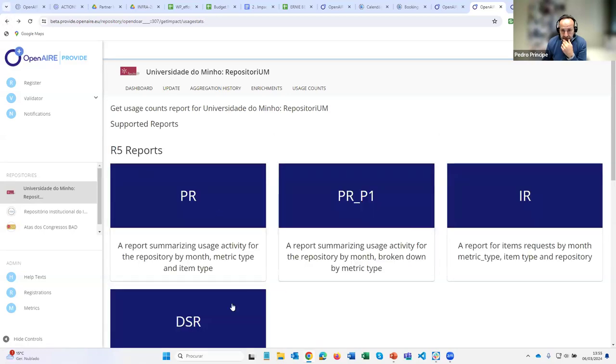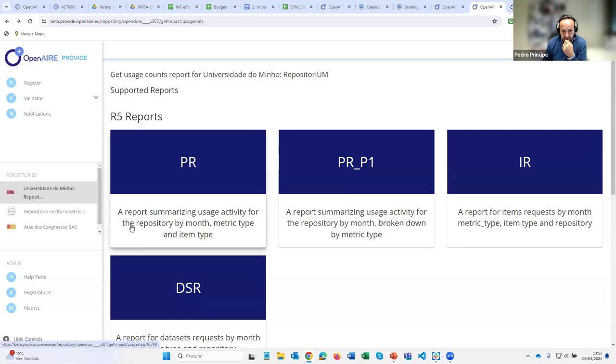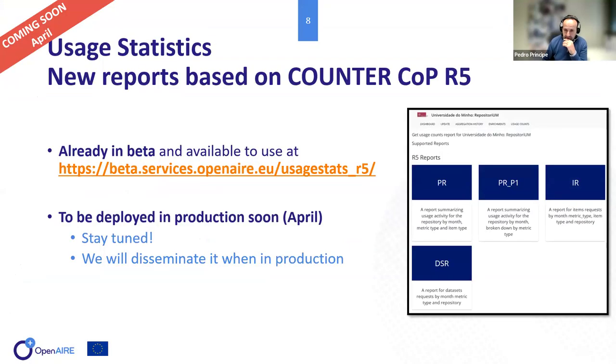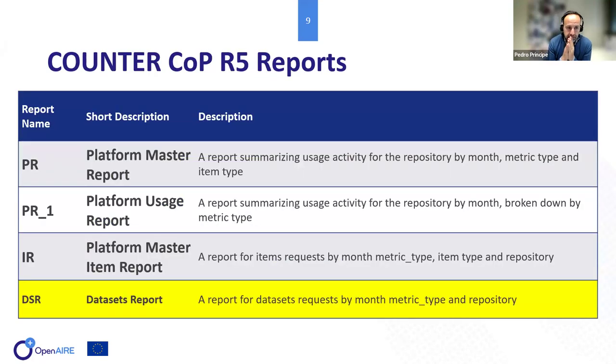And we have these types of reports that you can see, summarizing the user's activity for the repository by month, and broken down by metric type by month. But let's use the slides to better explain this. In fact, we are thinking about also inviting someone else with more COUNTER experience, maybe to come to one of our community calls to discuss these updates with us. So what you will see is these three possibilities: platform master report, platform usage report, platform master item report.